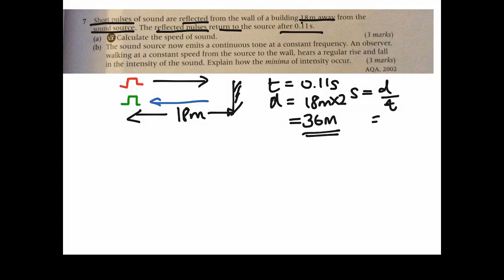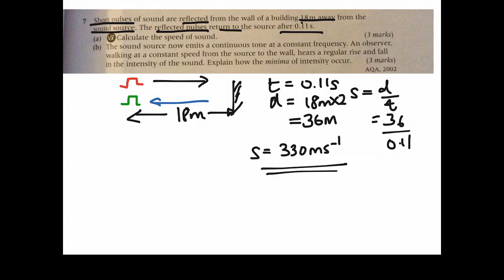Okay, should close it off with a double line. It's 36 meters. So distance 36 divided by time 0.11, and we get a value of the speed as 330 meters per second. Two significant figures, which is what our values are given in. Part B.